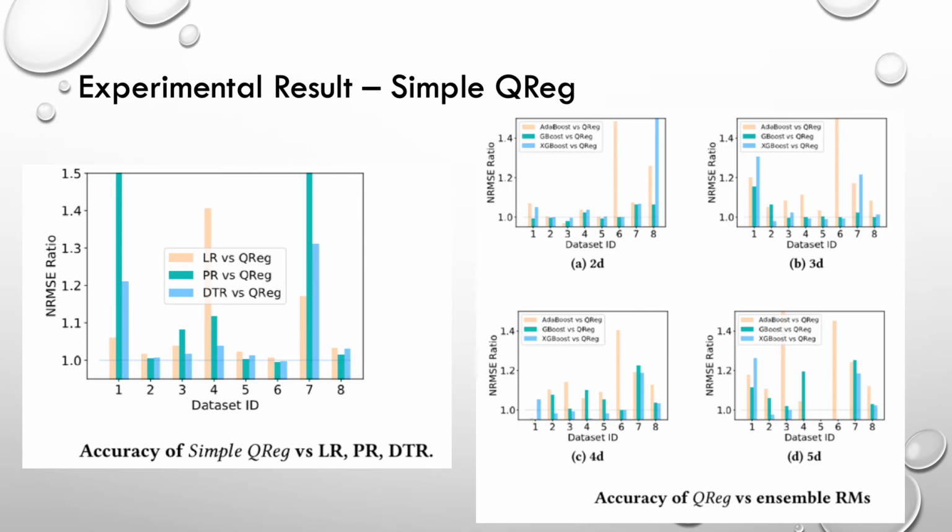We further compare the accuracy of simple QReg against other ensemble methods, including AdaBoost, XGBoost, and gradient boosting. It is clearly showing that simple QReg often achieves better accuracy than any of the ensemble methods. For example, up to 25% reduction in error is achieved by simple QReg for dataset 1 in the 3D space.